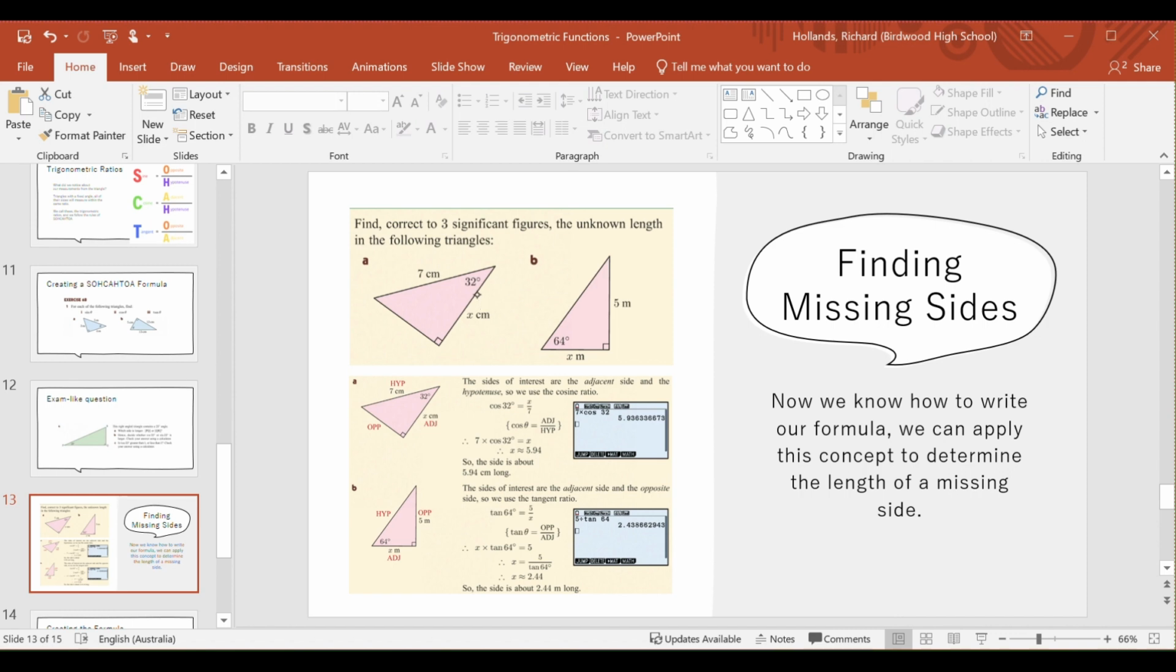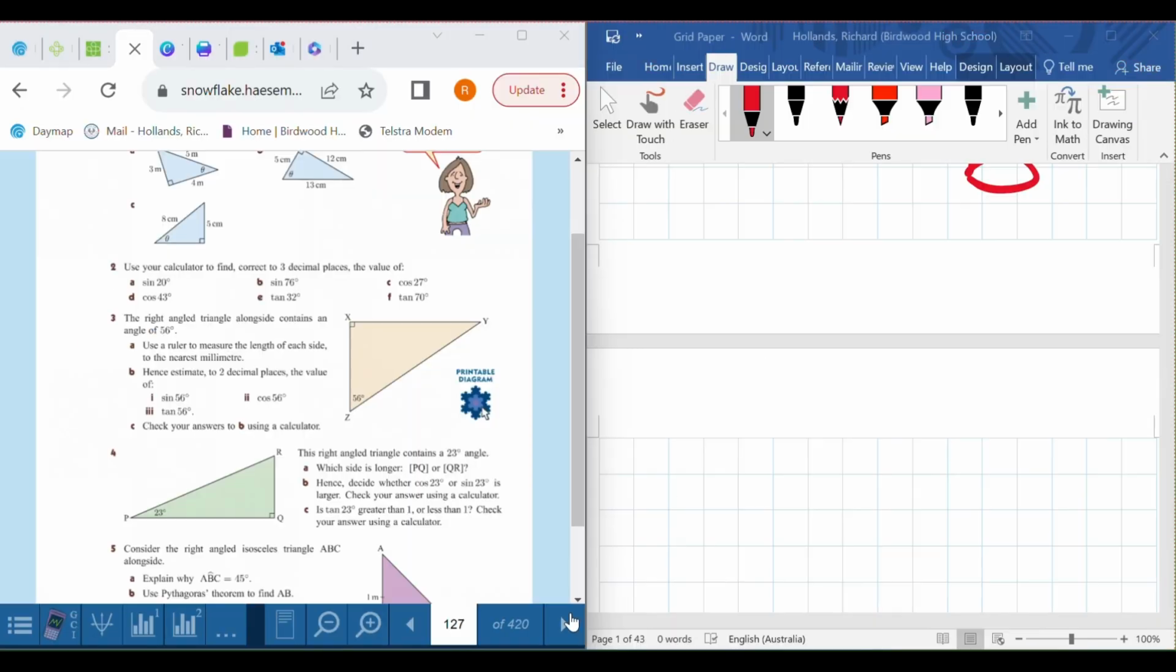Alright, so find, correct to 3 significant figures, the unknown length in the following triangle. We've got that degree there, and this is what we're trying to find, x, but then we've also got 8 here. We know what the hypotenuse equals. So if we're looking at our work, I'll pull this question up in the textbook.